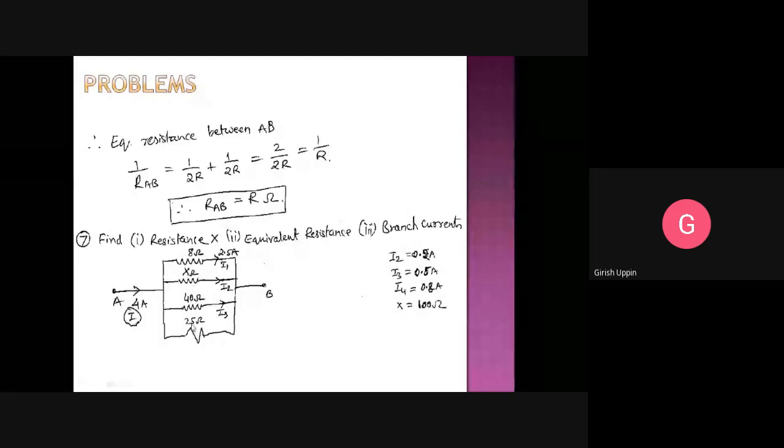What would be the equivalent resistance? I have not calculated it here. The equivalent resistance is 1 by Rp is equal to 1 by 8 plus 1 by 100 plus 1 by 40 plus 1 by 25. Can anybody calculate the equivalent resistance, please?